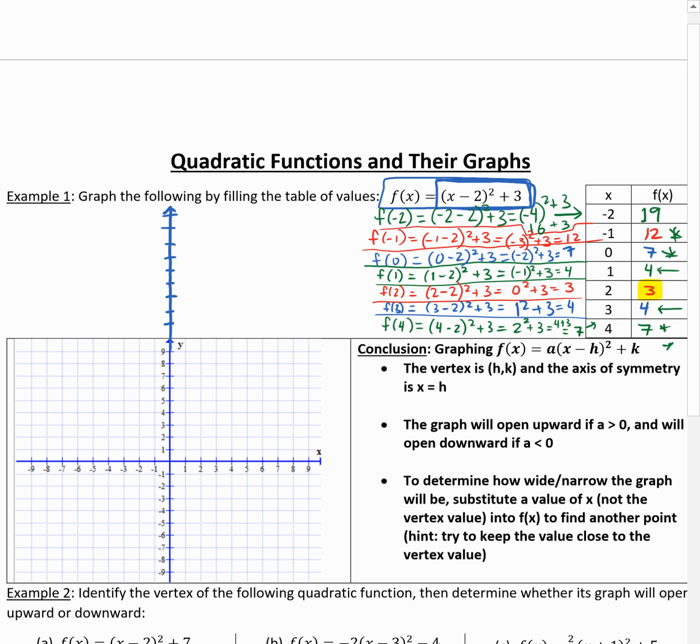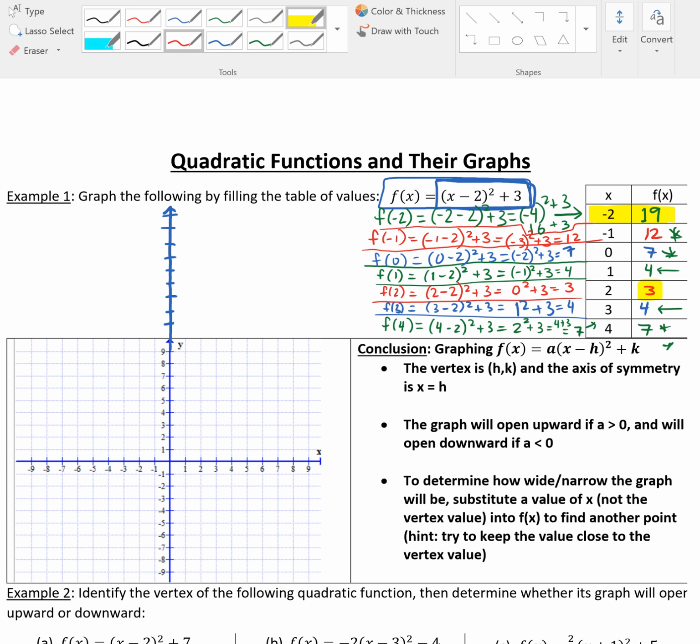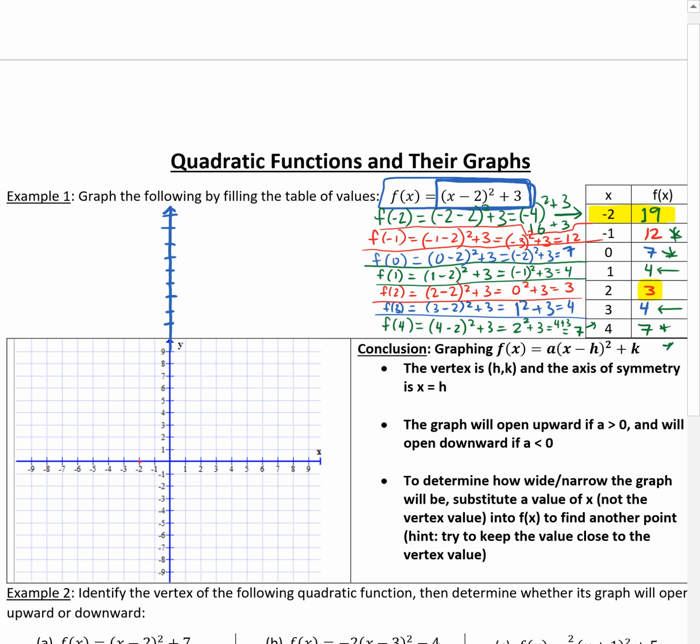The very first guy I have, this ordered pair here, negative 2, 19. So the x value is negative 2, that's here, and then 19 is way up. I think that's as far as I went up here. So there's my first point, thinking of that as 19 right there. The second point, negative 1, 12, that'll be to the left, negative 1, and up 12. That's 10, 11 here.